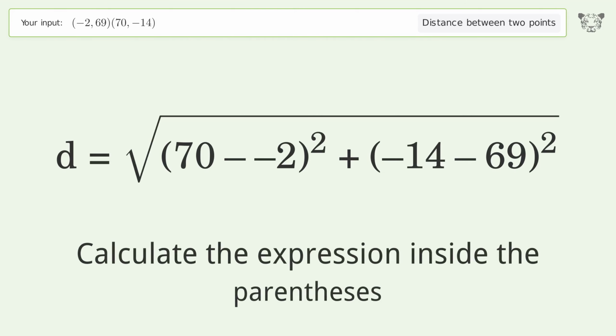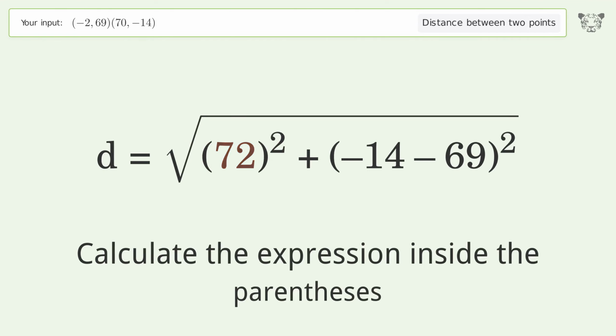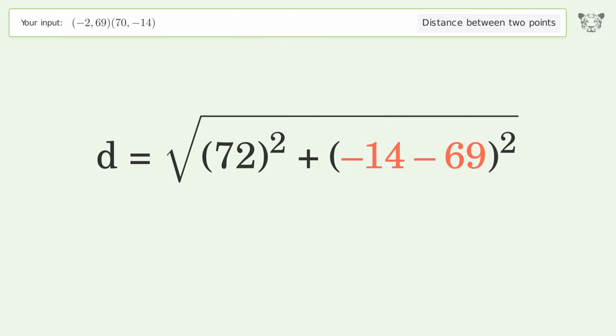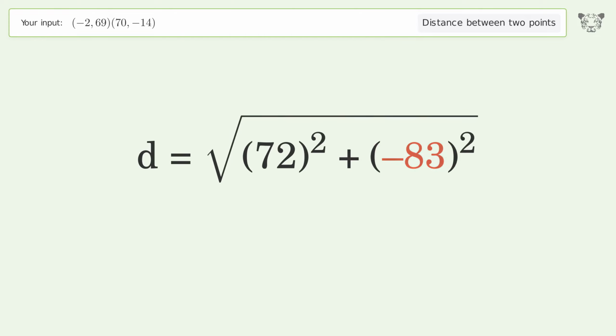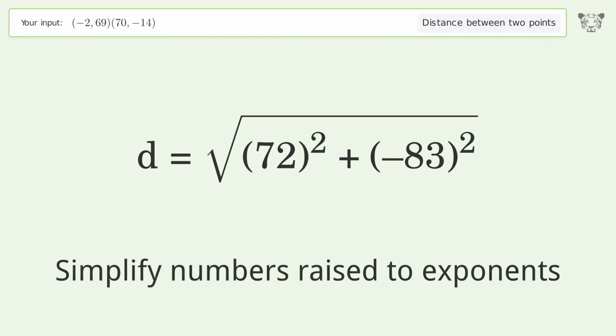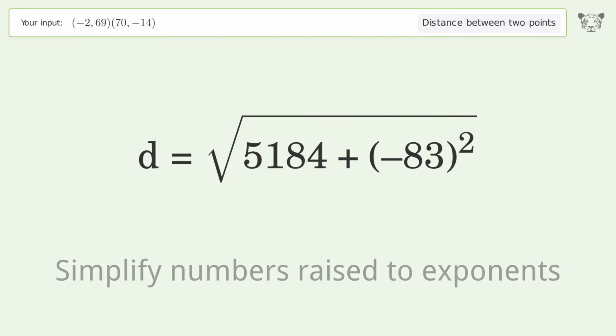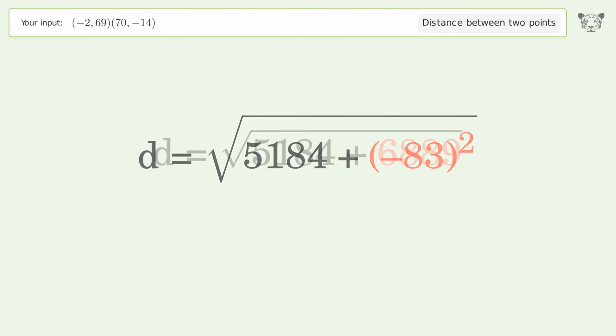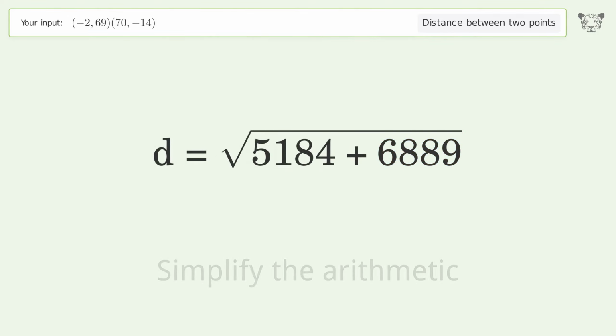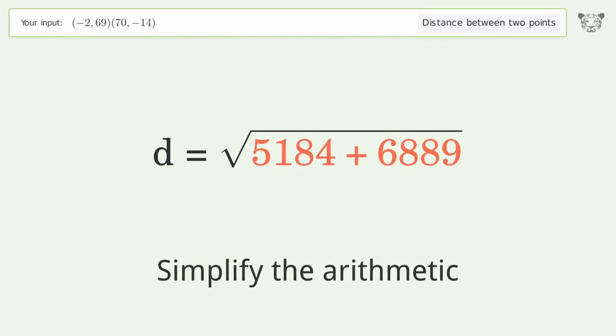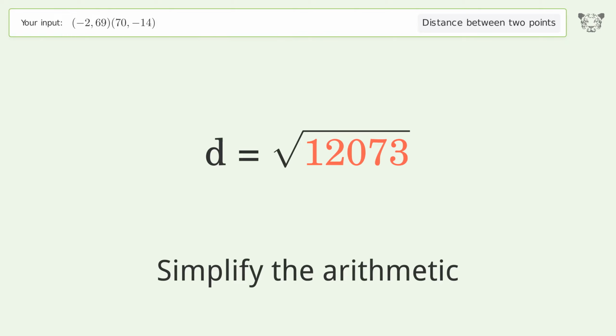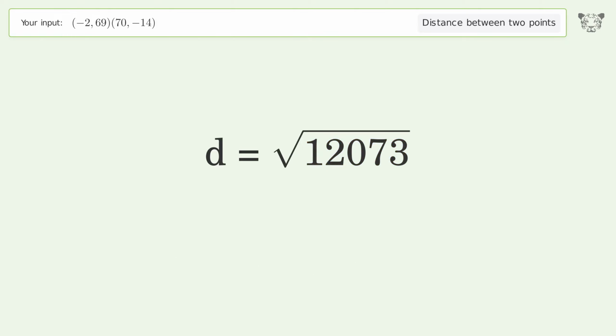Calculate the expression inside the parentheses. Simplify numbers raised to exponents. Simplify the arithmetic. And so the distance between the 2 points is the square root of 12,073, or 109.877.